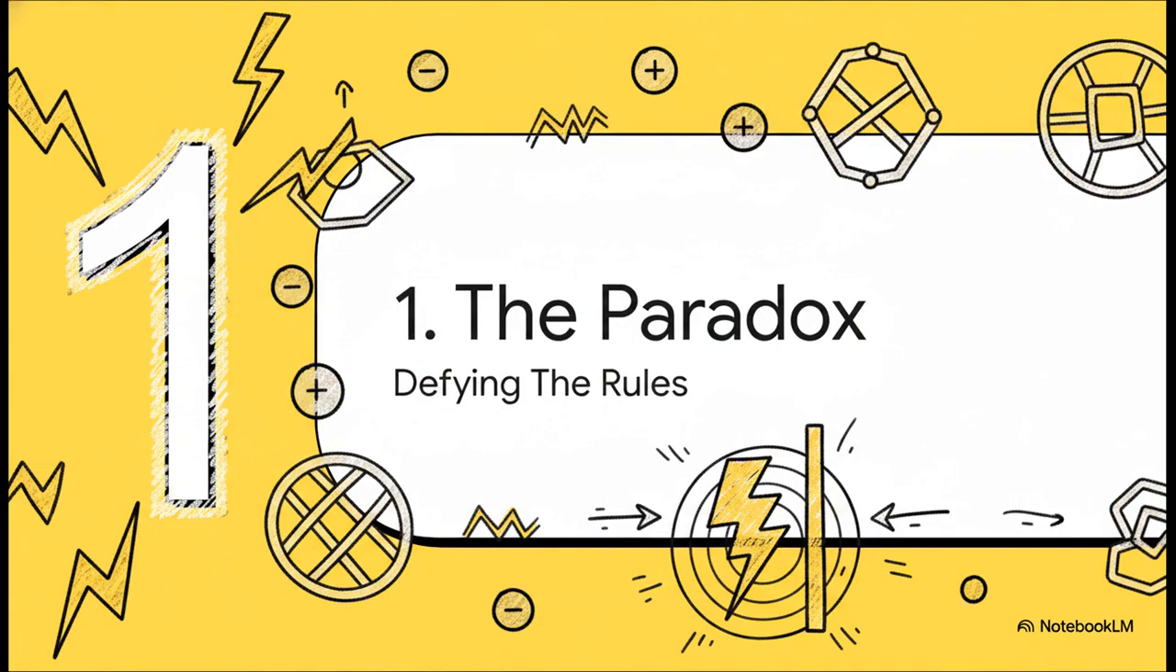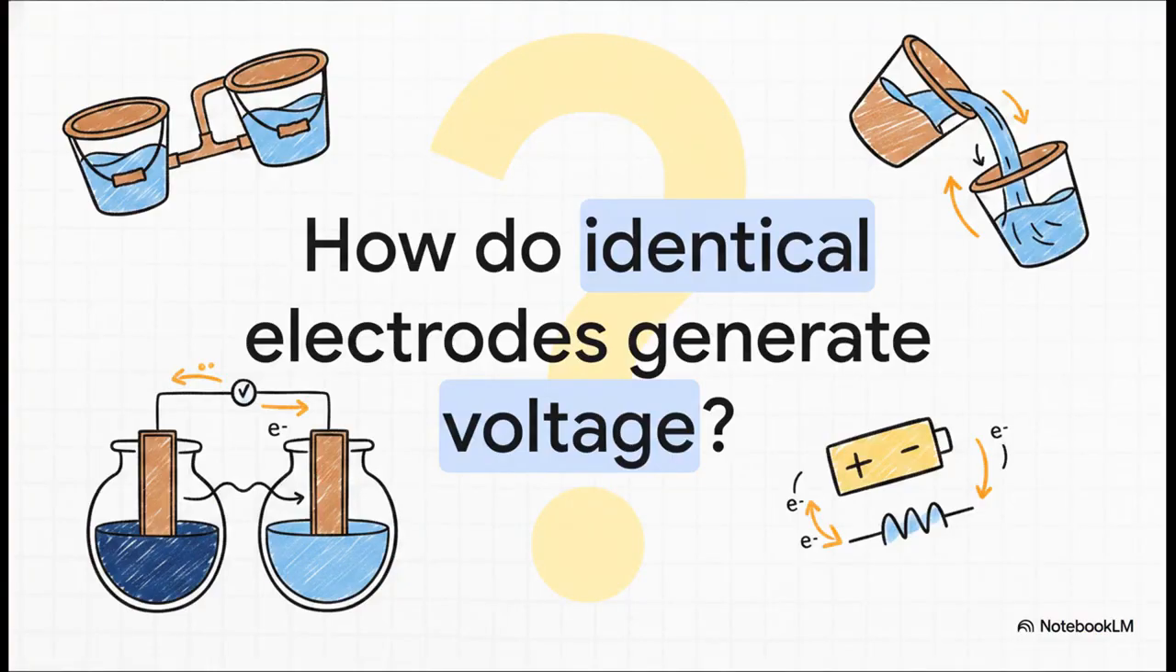Section 1, the paradox. Okay, so let's start with a setup that kind of seems to break the fundamental laws of electricity. Normally, right, in a standard galvanic cell, you need two totally different metals, say zinc and copper, to get a potential difference. But in a concentration cell, both electrodes are literally the exact same substance. So, if a cell needs a potential difference for electricity to flow, how on earth do two perfectly identical solid copper electrodes generate any measurable voltage?